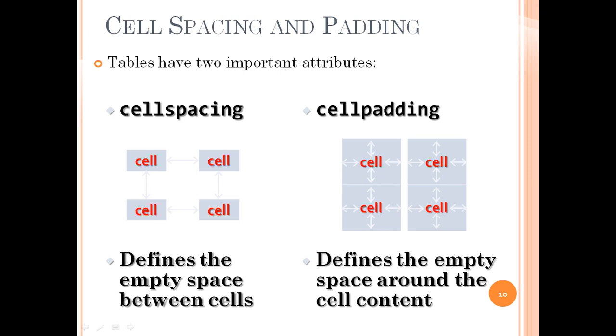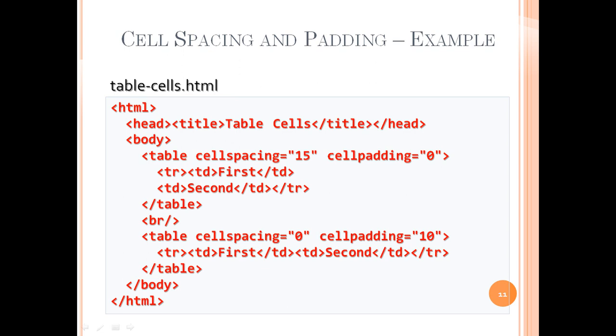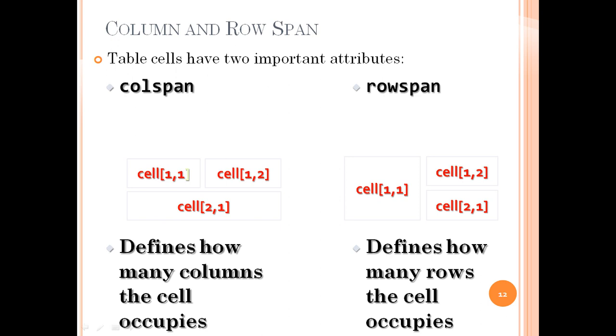Cell spacing defines the space between cells and cell padding defines the space around the cell content. So this is an example for cell spacing and padding. Here we can see that to represent row number 2, column 1, we need to write like this. It defines how many columns the cell occupies and how many rows the cell occupies.